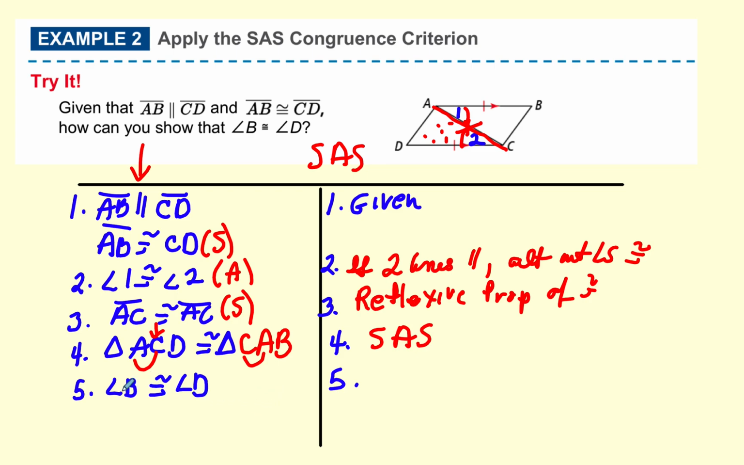So now we can say angle B is congruent to angle C because corresponding parts of congruent triangles are congruent. We've established the congruent triangles, so now we have these additional parts. And this is the end of the screencast.